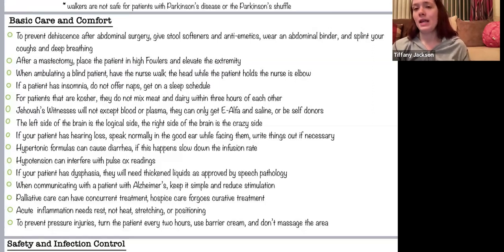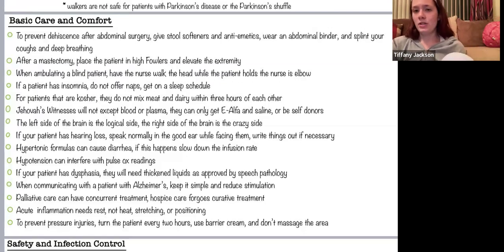When you're ambulating a blind patient, we have the nurse walk ahead while the patient holds the nurse's elbow. Okay. And when your patients are having insomnia, do not offer them naps. We want to get them on a good sleep schedule. We want sleep hygiene. So we are going to have them stay awake during the day. We are going to make sure the windows or the blinds are open so they can see the sun. And really, we don't want them napping during the day. We want to get them back on that circadian rhythm.